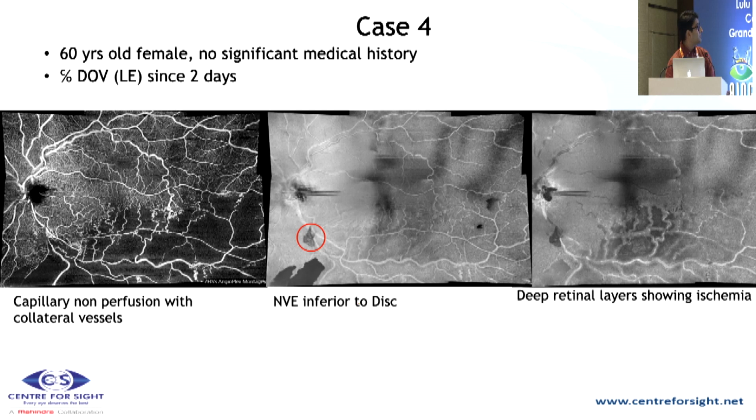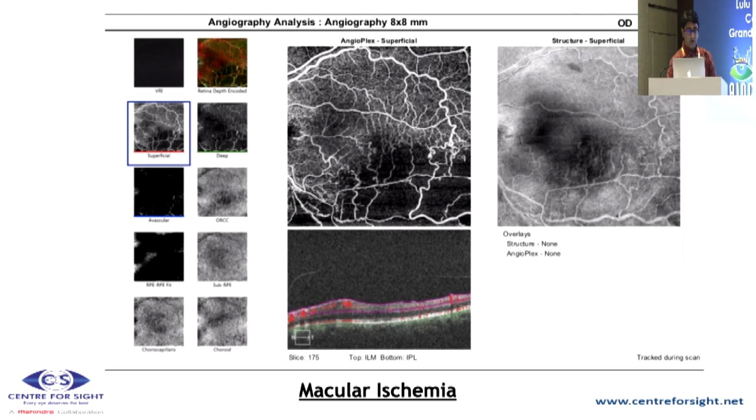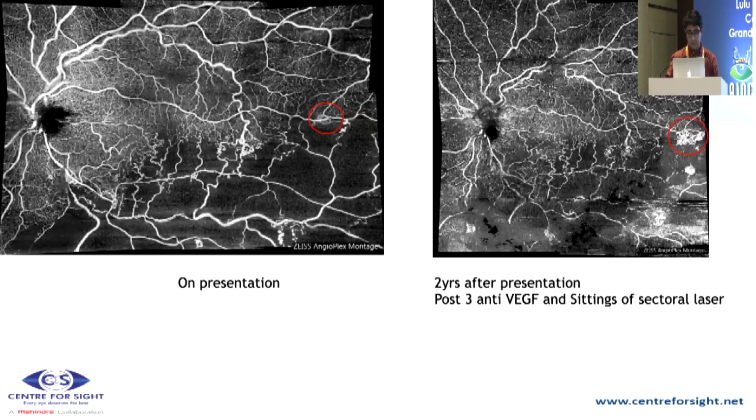And if you see the structural OCT, there's a neovascular patch inferiorly. There's also the deep vascular layer which is ischemic. If you compare the superior and the inferior, you can see the difference in the grading of color. It is darker, which shows the extent of ischemia in the deeper layers. On doing an 8x8 scan, you can clearly see the macular ischemia, the extent of macular ischemia, and the collateral vessels which have developed there.